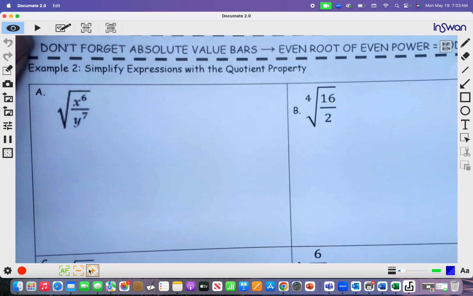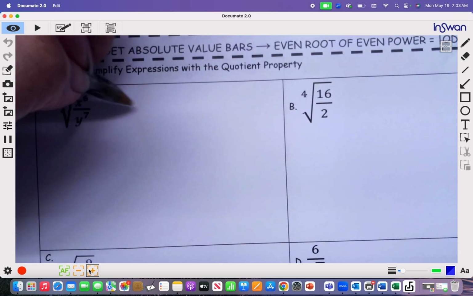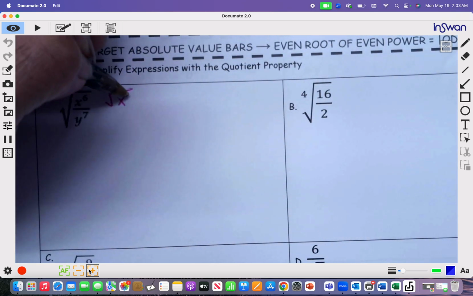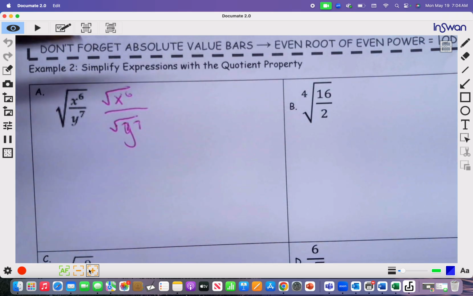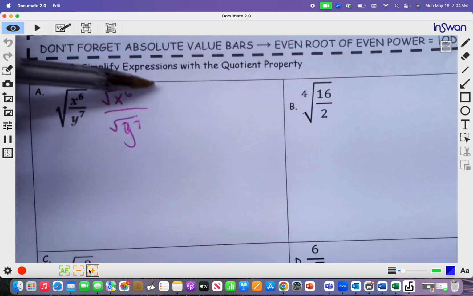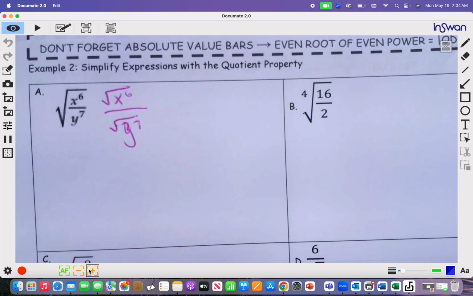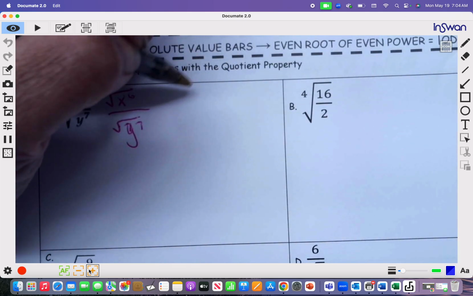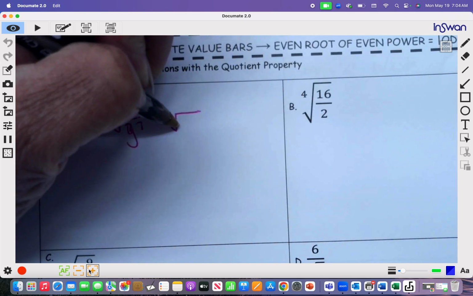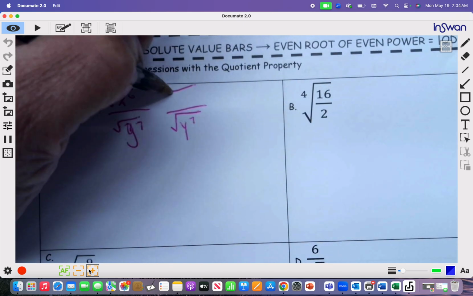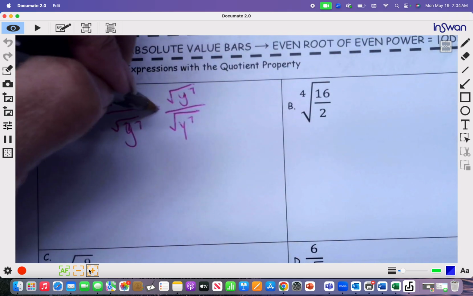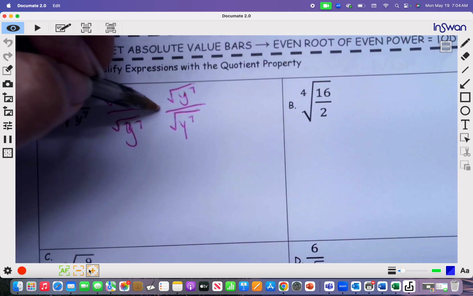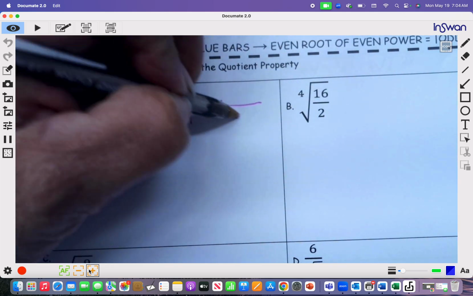Okay, so I like to have 2 separate radical signs here. You could just start off with multiplying the top and the bottom by radical 7 if you want, or you can simplify the bottom. Either way, you're going to get the same answer. So I'm just going to multiply by radical 7 over radical y to the 7th. On the bottom, I have y to the 7th.